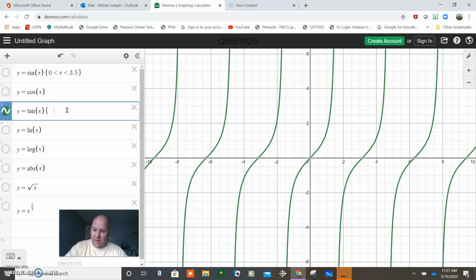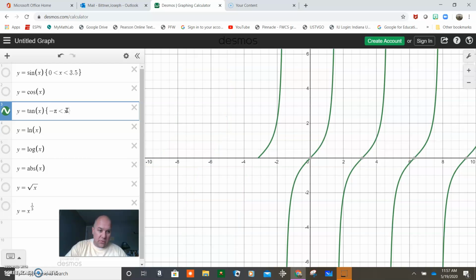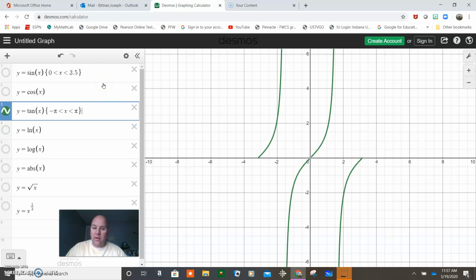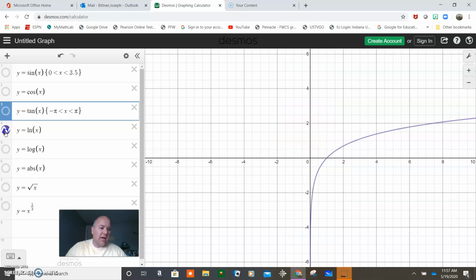Again, that would be negative pi to pi. Oops, I forgot to put the constraint in there. What is that constraint there? Well, I don't know, I'll figure pi over 2. Sorry, I should have done negative pi over 2 to pi over 2. That's okay, but you could try some of those.